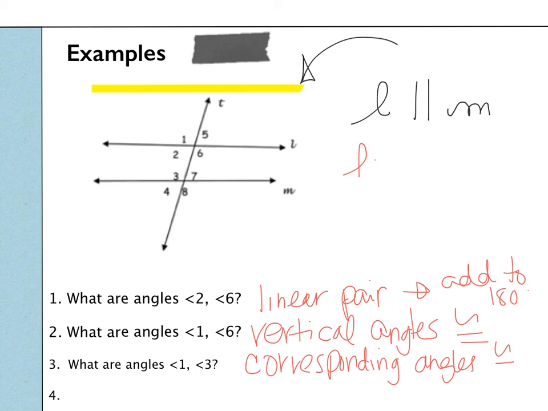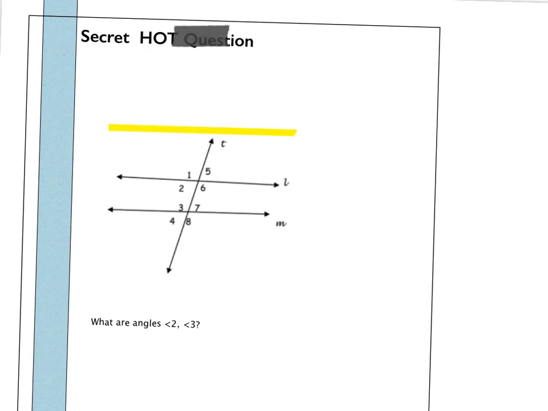So they're the same. So here's your secret hot question for tonight. It says, what are angles 2 and angle 3? Ooh, what do you know about 2 and 3? Where are they in relationship to the transversal? Where they are in relationship to the given statement, which is that L is parallel to M.